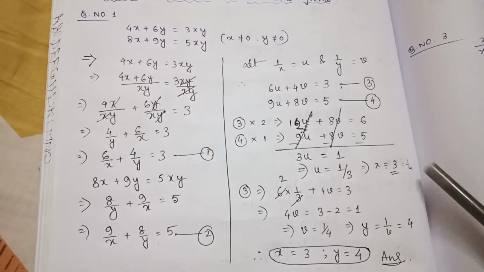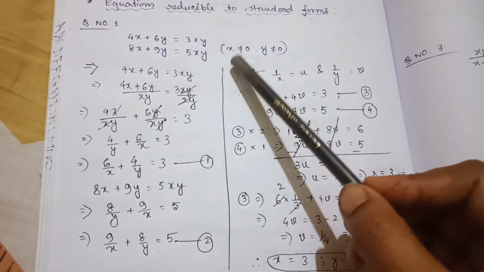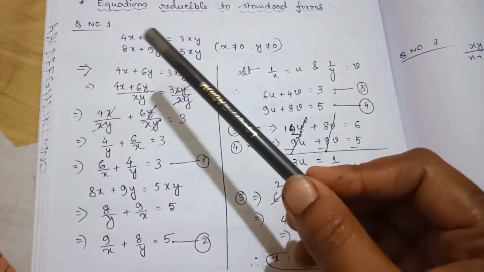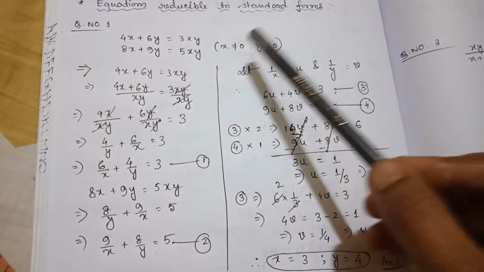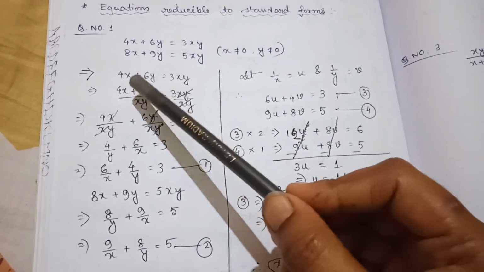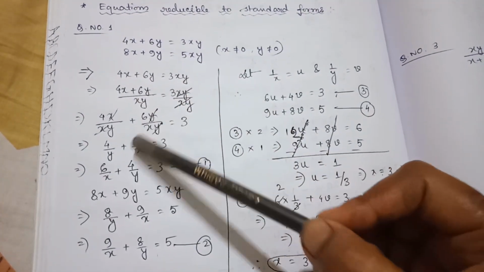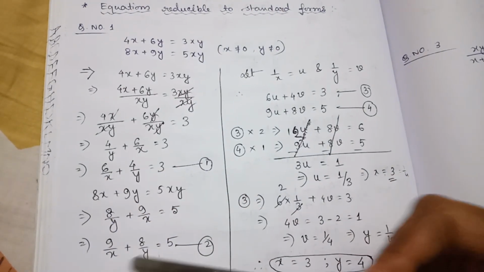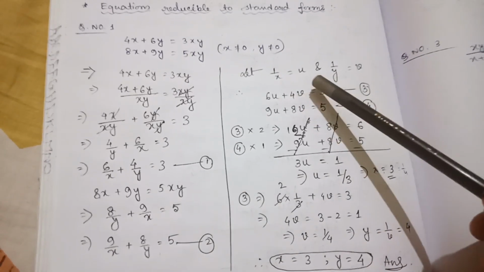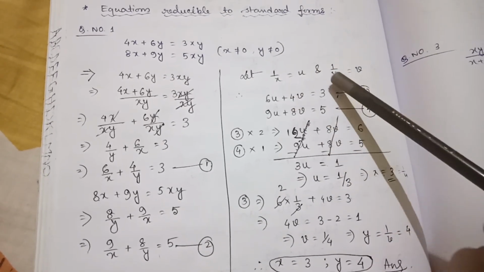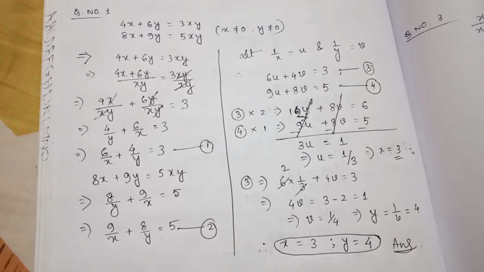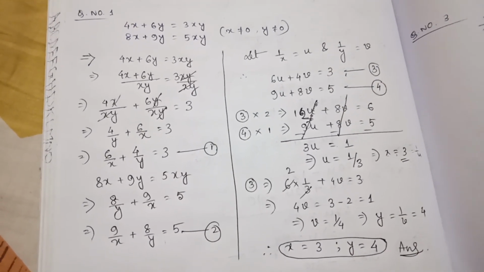Did you understand? Again, I'm just telling you the process. If you have no constant term and in place of the constant term you have an xy term, then you divide the whole equation by xy. You will get a structure where x and y are in the denominator, and then you take 1 by x equals u, 1 by y equals v, and go with the same process we have already done previously.